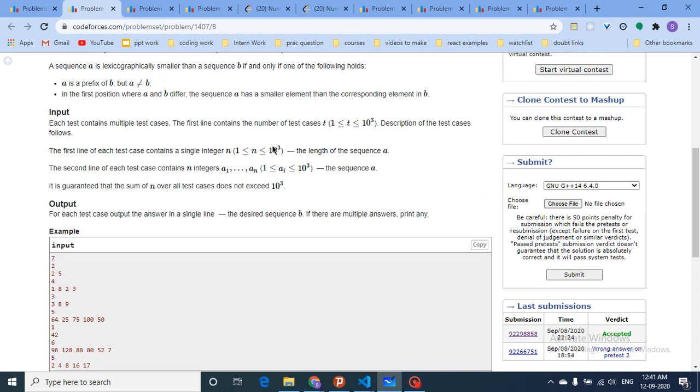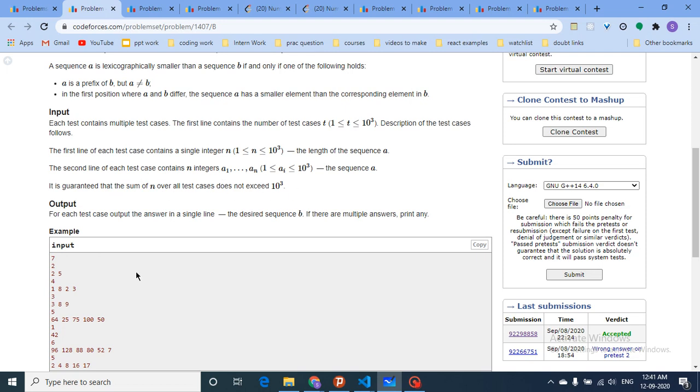As you can see, n is up to 10 to the power 3. You can also read the question, but just after seeing the constraints, you can see that n is up to 10 to the power 3. And also try to read this statement. This is also important. It is guaranteed that the sum of n over all the test cases does not exceed 10 to the power 3.